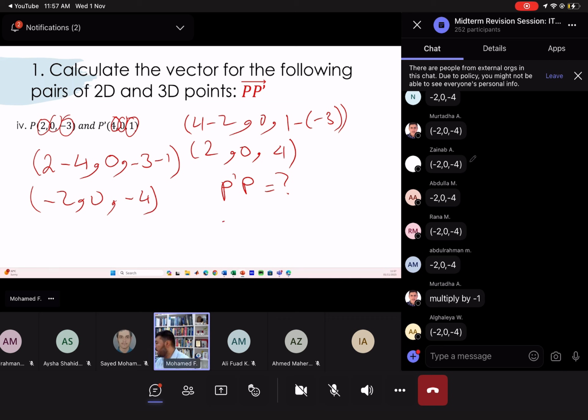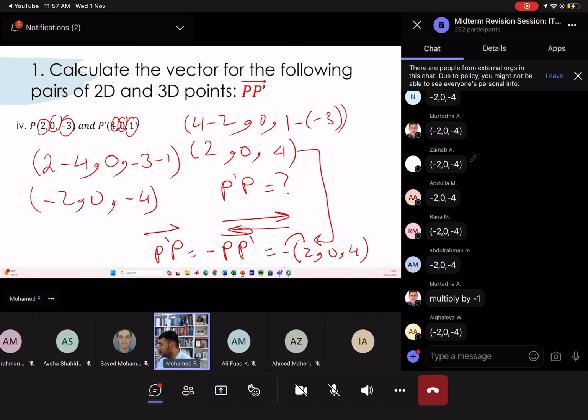Now the opposite, if we have that going to this side and we want to find the opposite side, the only thing that we have to do is multiply it by minus. So P prime P is equal to minus P prime, which is equal to minus 2, 0, and 4. And just by distributing that minus on them, it will be minus 2, 0, and minus 4. And that's how we can answer it.